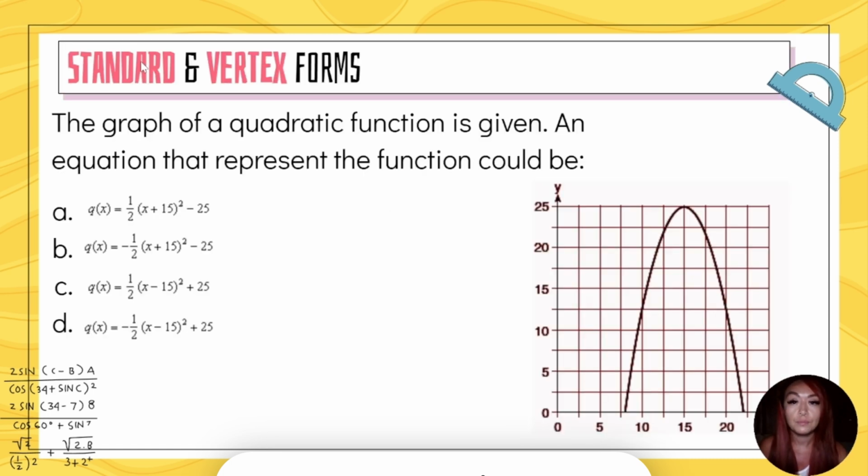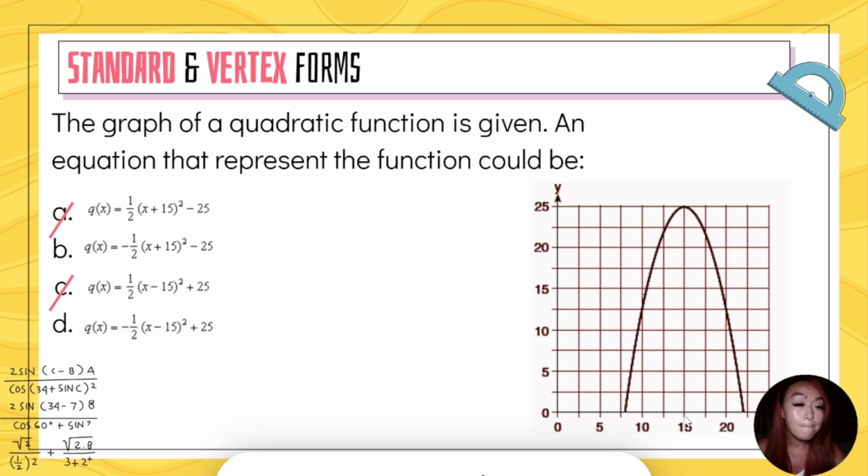Let's take a look at an example. The graph of a quadratic function is given. An equation that represents the function could be, so we're given the graph, and the first thing I notice is that it's concave down. That means that the a value has to be negative. So I'm going to cancel out a and c initially because they both have an a value of positive 1/2. So I know that it has to be either b or d because they have an a value of negative 1/2.